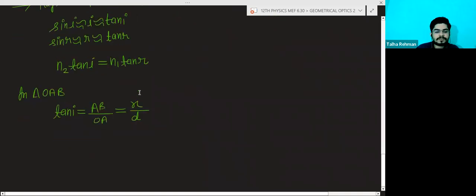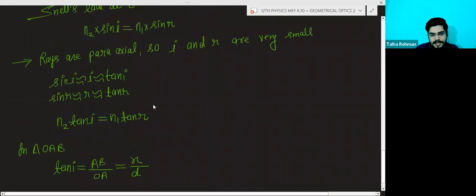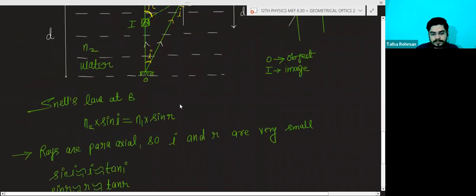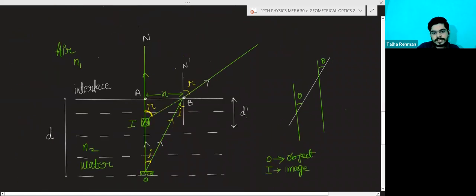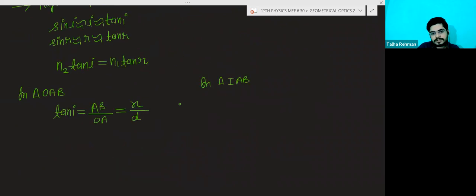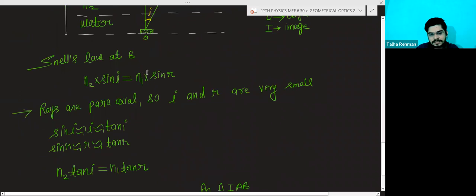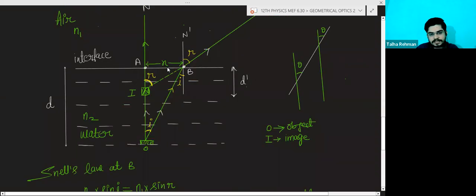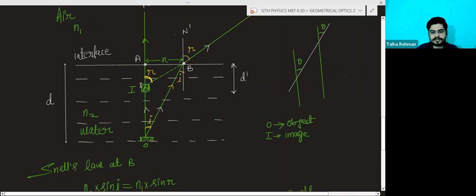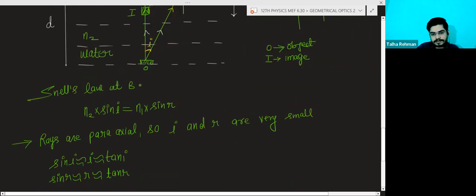You can find tan R also. So tan R you will get from triangle IAB. Again, this is x divided by this distance, which is d dash. So x divided by d dash, perpendicular divided by base. And this AI and this d dash are the same distance. So tan R is x divided by d dash.